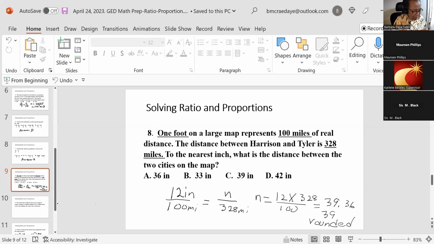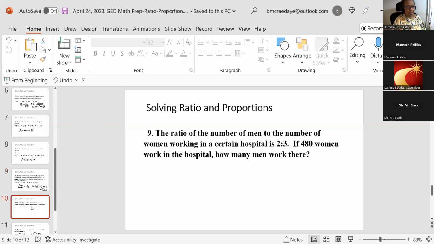Okay, that's like a scale, and maps are really good for that. They give you a small distance to represent miles, and you can calculate distances between towns. Okay, let's go to the next one.